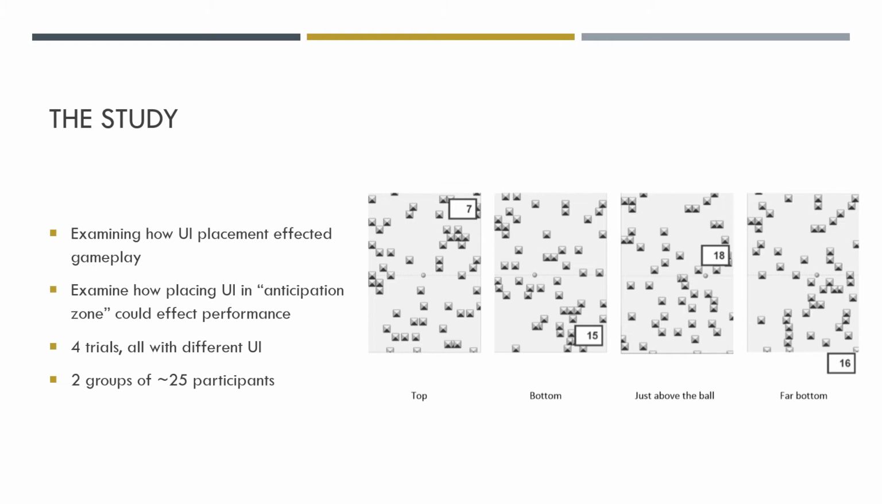The researchers developed 4 scenarios, with the UI at the top of the screen, at the bottom of the screen, and just above the level where the ball would move back and forth. Then they called it far bottom, but actually the UI was outside of the window that the game was being shown in, so it wasn't even covering up any aspect of the game. There were 4 trials, one per UI. There were 2 separate groups of 25 participants, all aged between 22 and 26, with varying degrees of prior experience with video games.